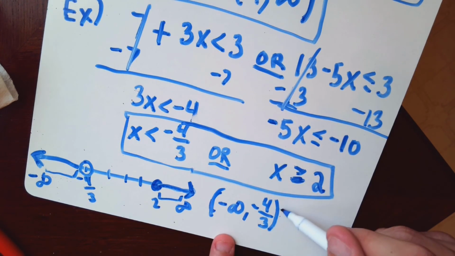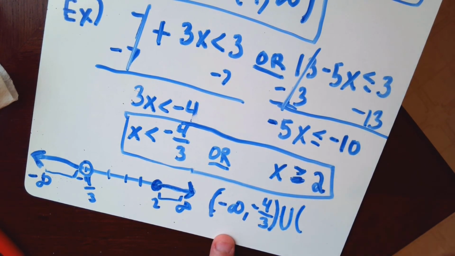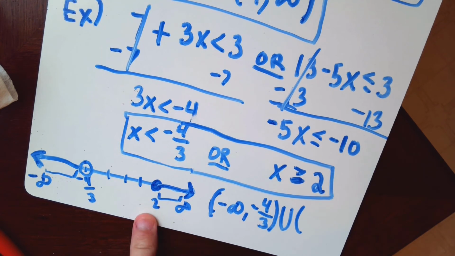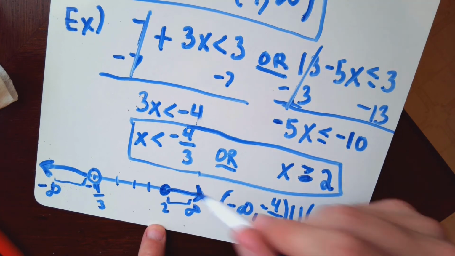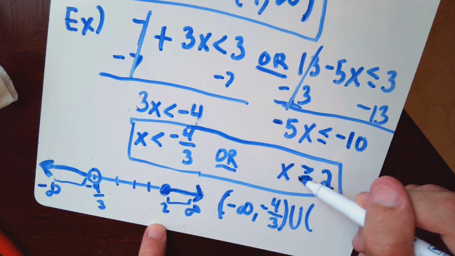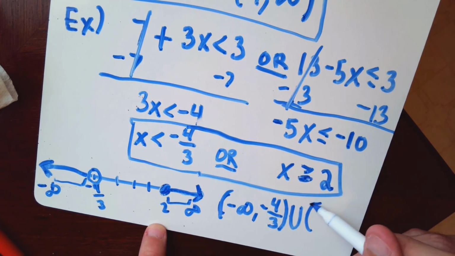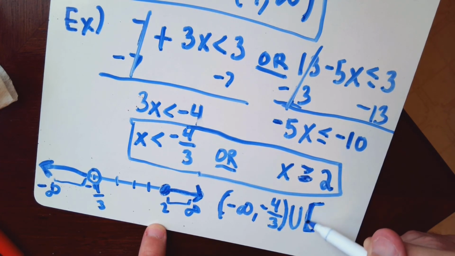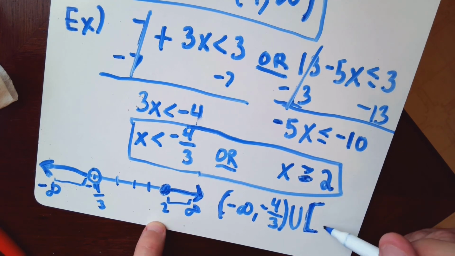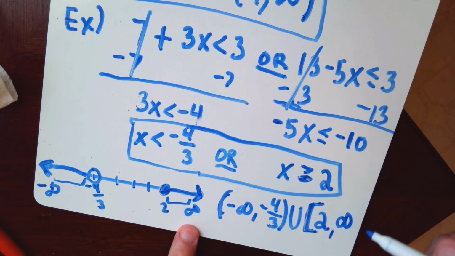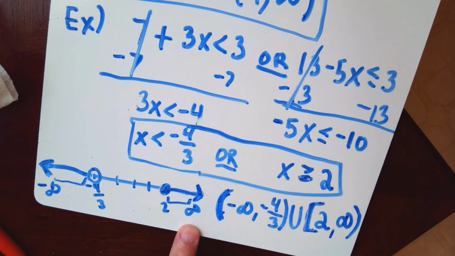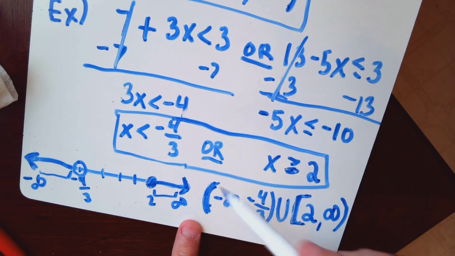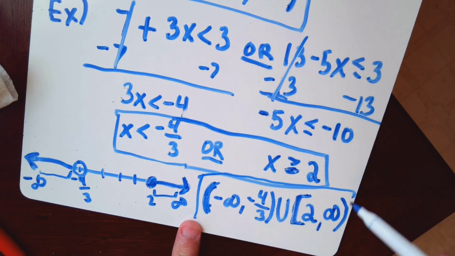Next, we have to union this with the interval that starts at 2 and goes to infinity. And remember, this one actually includes the 2 because we have this equal sign. Therefore, we need to put a bracket here, for when it's included in the set. So 2 is included in the set, so we put a bracket, and then 2 comma infinity. And we never have brackets on infinities because we never actually touch infinity. So this is the answer right here in interval notation.